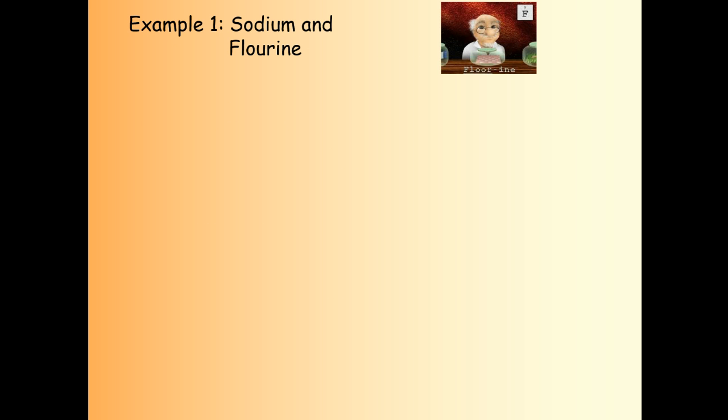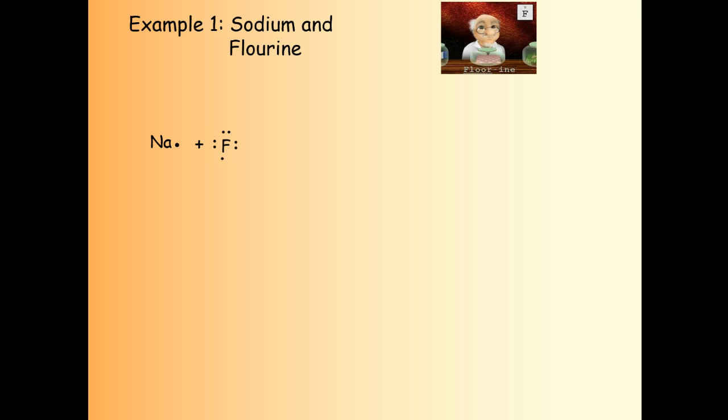So let's take a look at an example between sodium and fluorine. First thing that you have to do is to write the electron dot notation for your element. So sodium has 1 electron in its electron dot notation, and how do we know that? Because it's in group 1. Group 1 elements has 1 valence electron. We're going to add that to a fluorine, and fluorine in group 17 has 7 valence electrons.